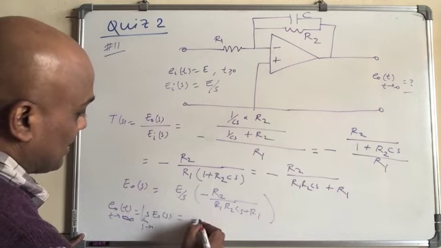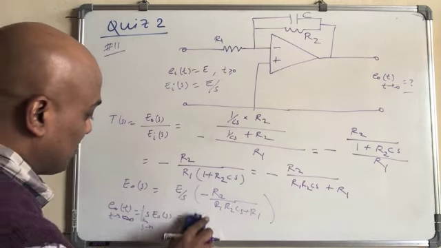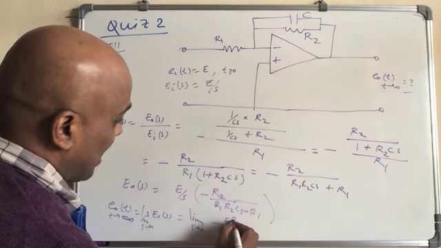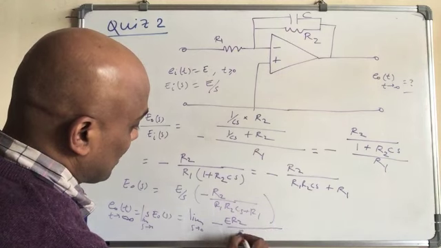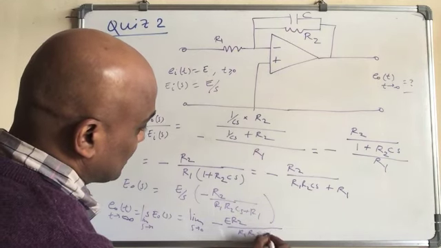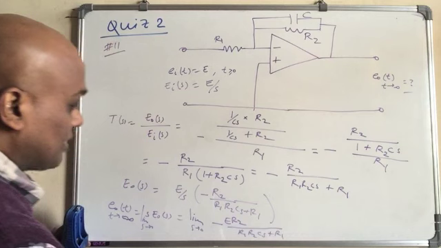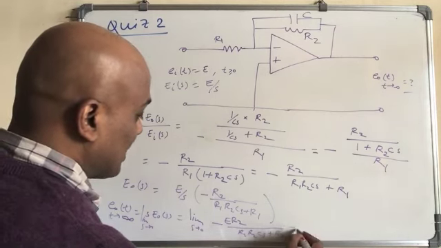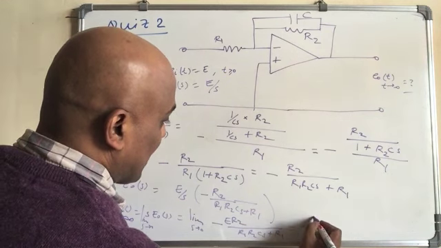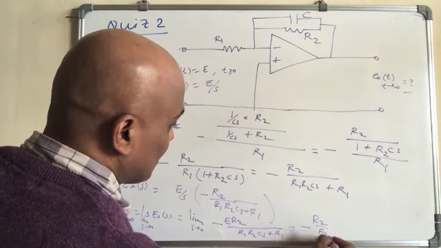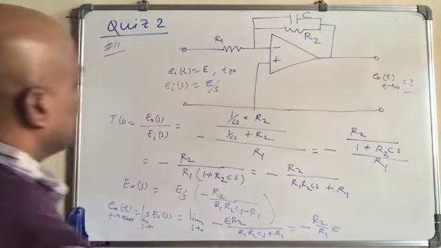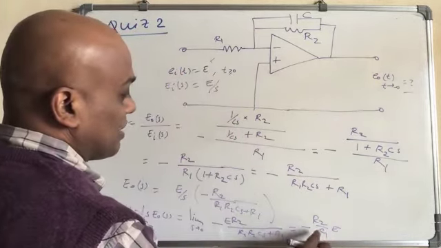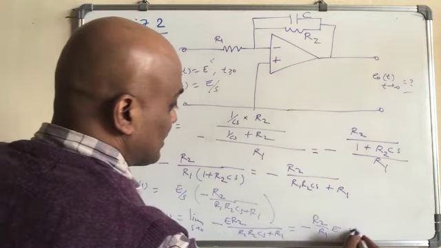So we get simply limit s tends to 0 of minus E_i(s) R2 divided by R1 (R2 C s plus R1). If s tends to 0, what do we get? We get minus R2 over R1 multiplied by E. So whatever value you get here, you multiply it by minus R2 over R1, and this is the answer.